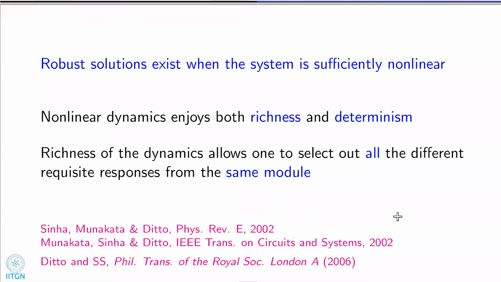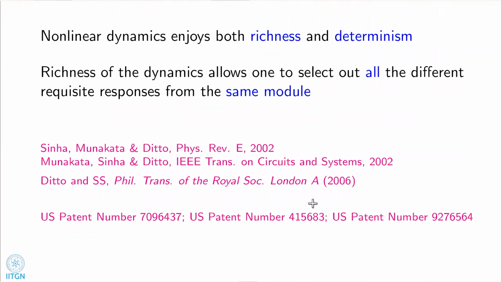And the other way around is probably true, that if you have a chaotic system, you have a very good chance of getting all these solutions. And so, one word summary, the nonlinear dynamics enjoys both the richness and the determinism, so that you can work backwards and design. Because you can actually solve the equations, you can get the inverse solutions, and design the gate.